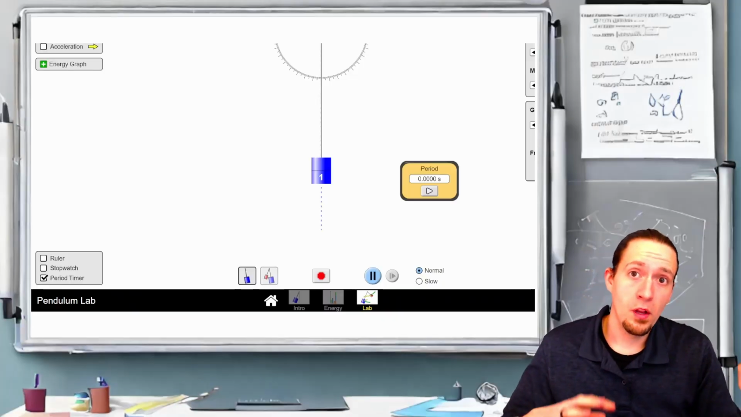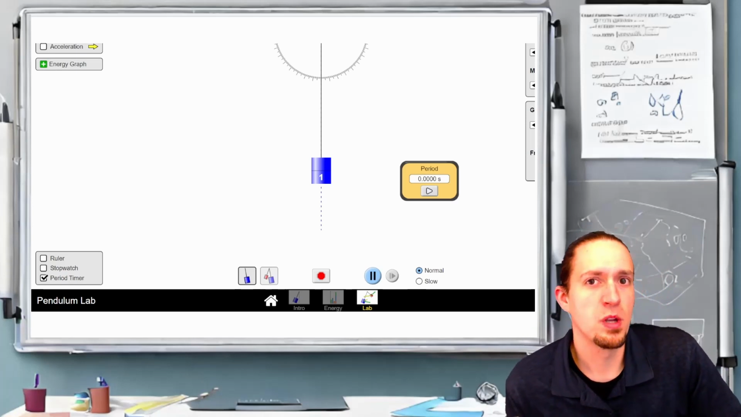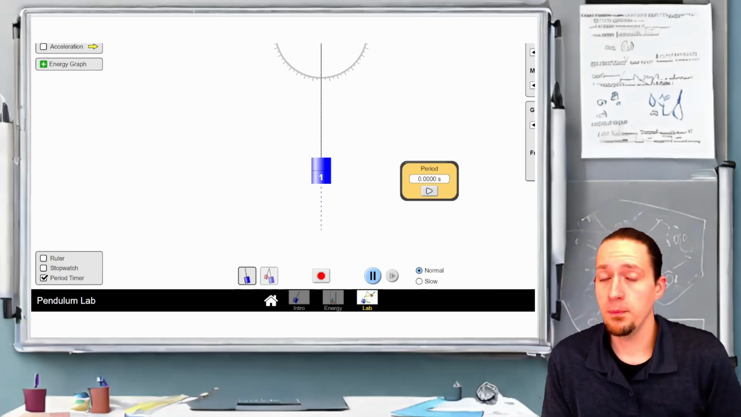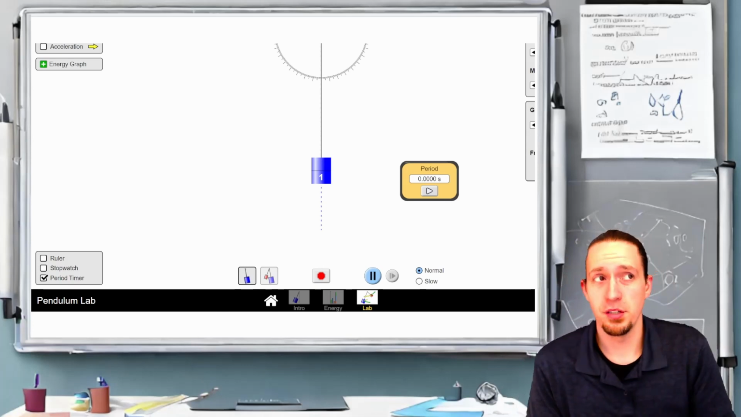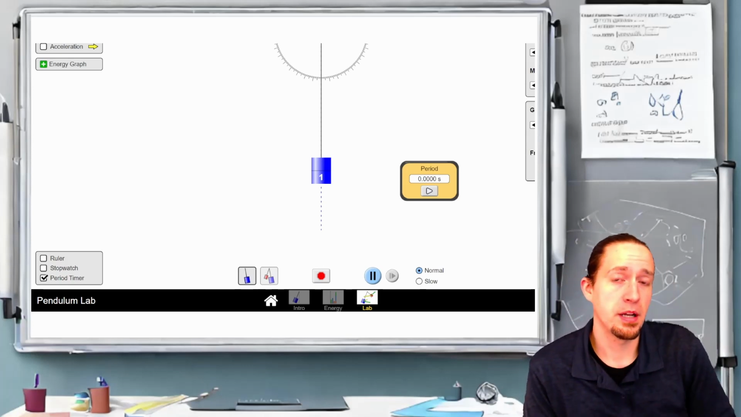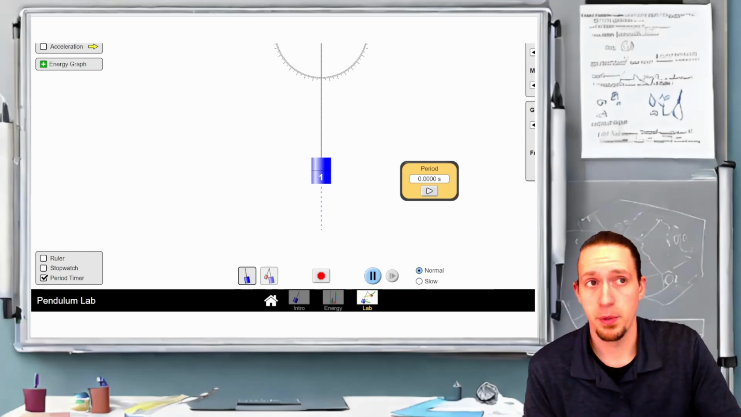Now, the lab is through the simulation from PhET, and there's basically three main components to it. The first one, you are changing the amplitude and measuring the period. The second one, you're changing the mass and measuring the period. And the third one, you are changing the length and measuring the period.